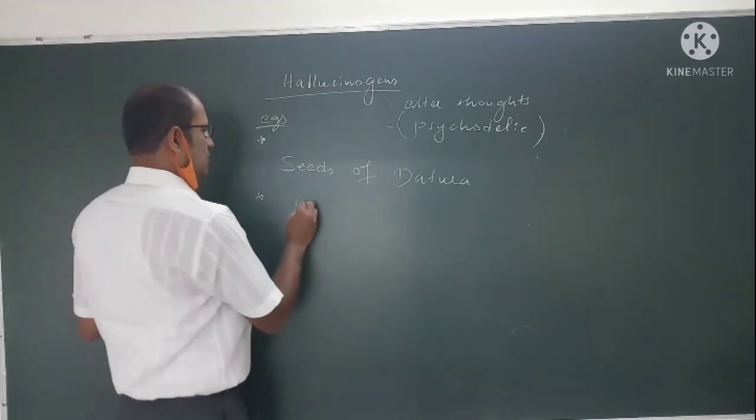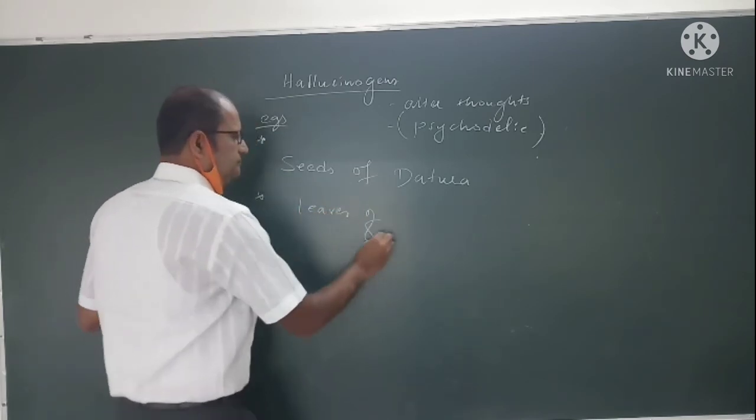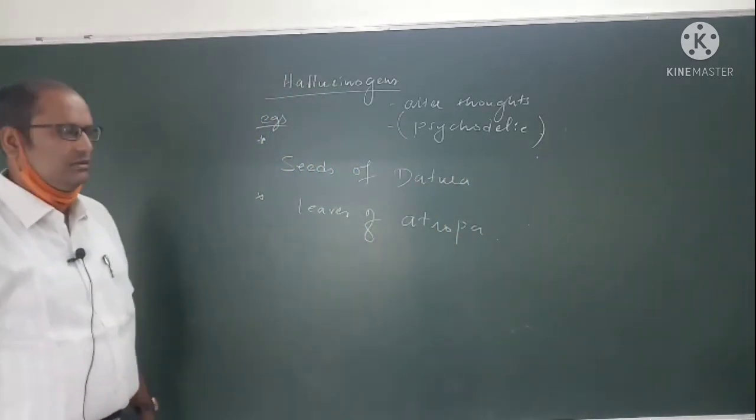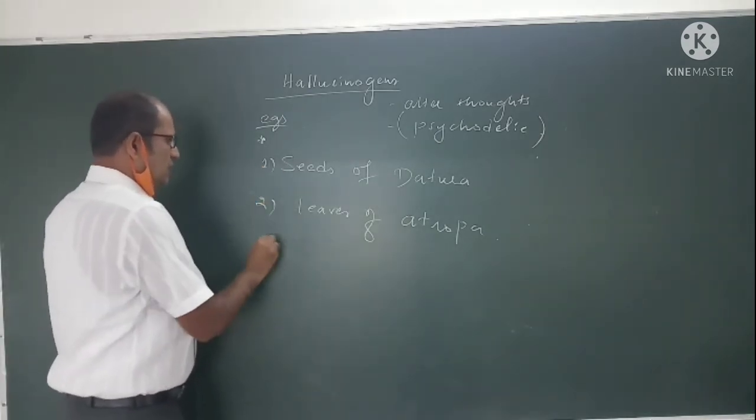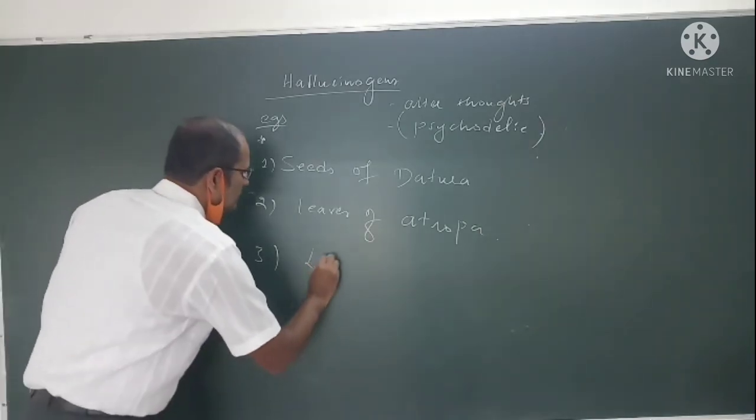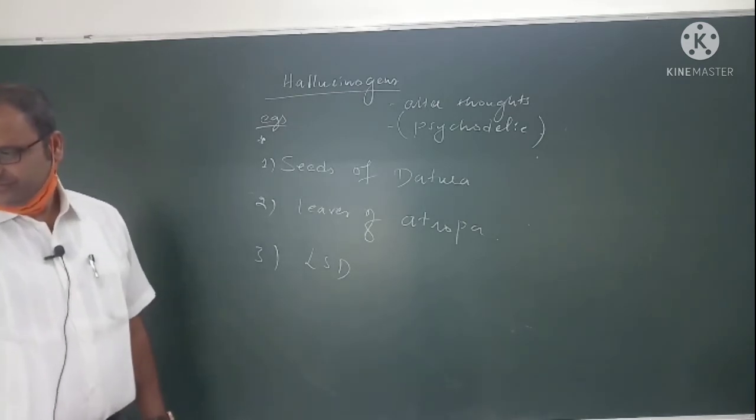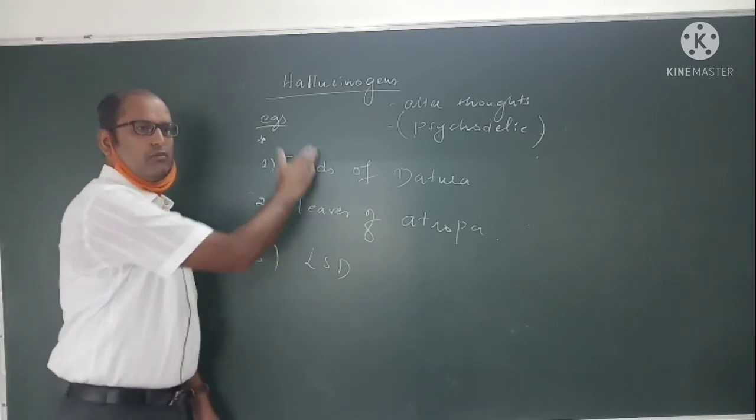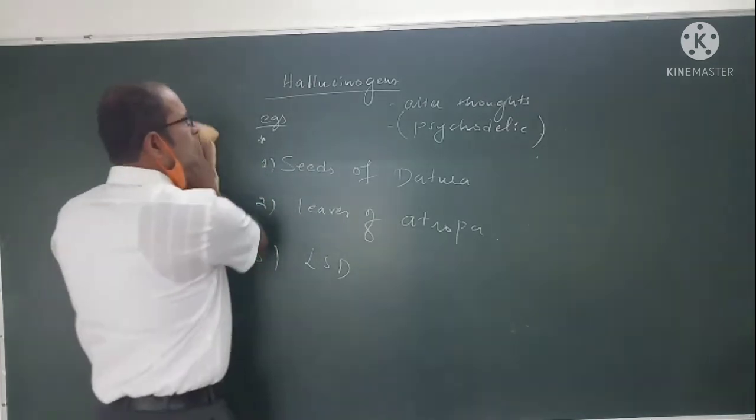Then you have to say the leaves of Atropa. Please write Atropa. Example number 1, example number 2, like that. That is what I am writing. Seeds of Datura, leaves of Atropa. Then you write number 3, LSD. These are all what? Hallucinogens. Okay. So now we'll go a little into detail about LSD.